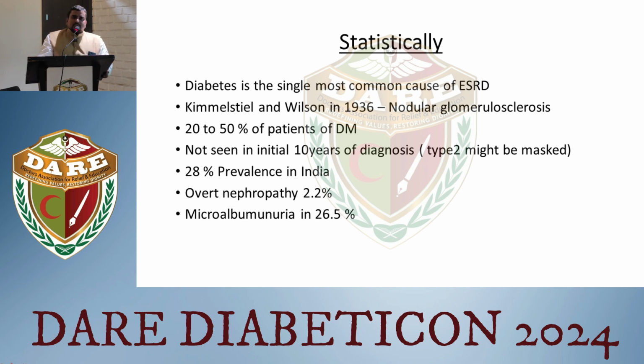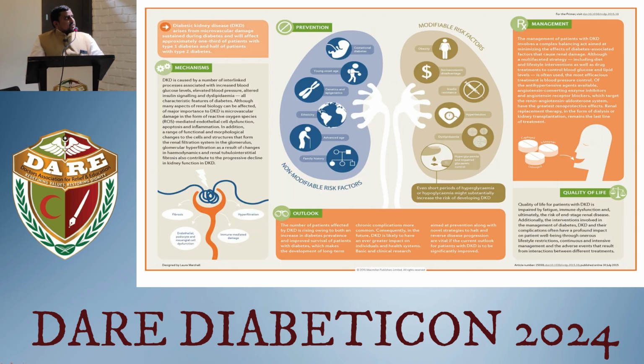Kimmelstiel and Wilson were the first persons, in 1936, who identified that microalbuminuria is the cause for progression of renal disease. Coming to the risk factors, which subset of patients develop diabetic kidney disease, they are both modifiable and non-modifiable factors. As the previous speakers have wonderfully told, all the modifiable factors are well known. Coming to the non-modifiable factors: family history of renal disease, ethnicity such as African Americans and Pima Indians, genetics, especially HLA B27, B47, and a history of gestational diabetes. All these carry a risk of diabetic kidney disease progression.